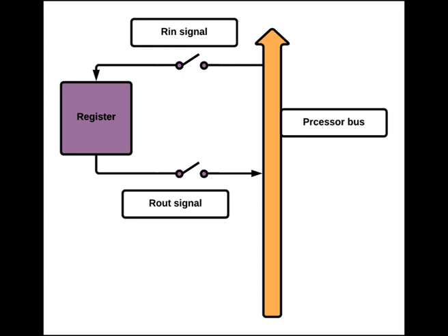Similarly, when R out is set to 1, the contents of the register are placed on the bus. While R out is equal to 0, the bus can be used for transferring data from other registers. Coming to the next part, Tanmay will be explaining an example.